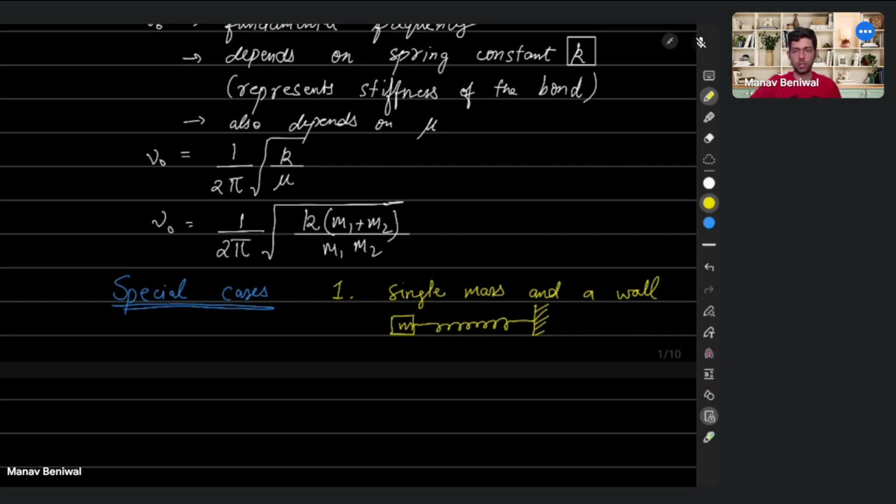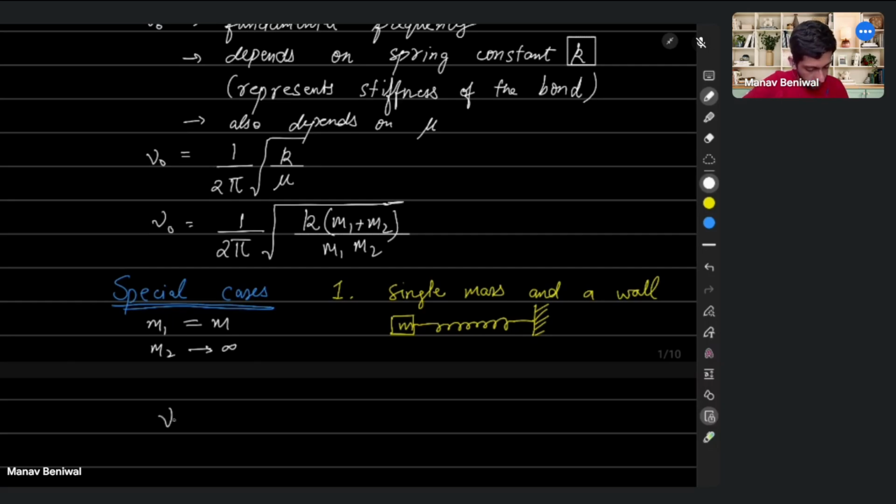So how do we get this? Here, this is just writing m1 will become m, and m2 will tend to infinity. Okay, so mass 2 will become so heavy that it will act as a wall, right? So it will not move, just like a wall.